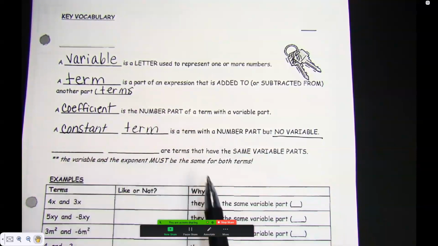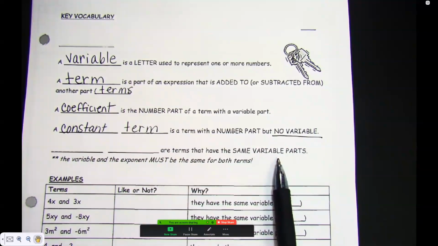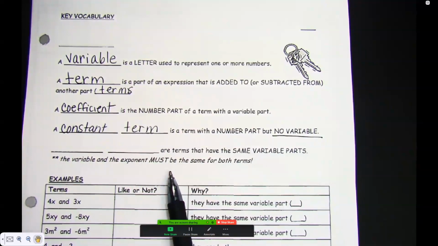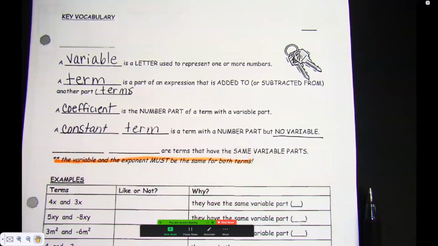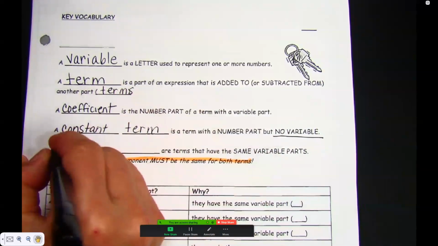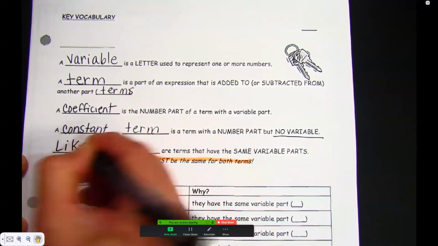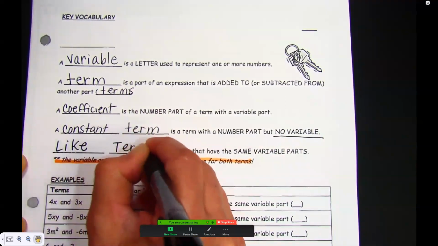And then the blank are terms that have the same variable parts. The variable and the exponent must be the same for both terms. Very important. So I know that this is like terms. That's like the key word for this unit.